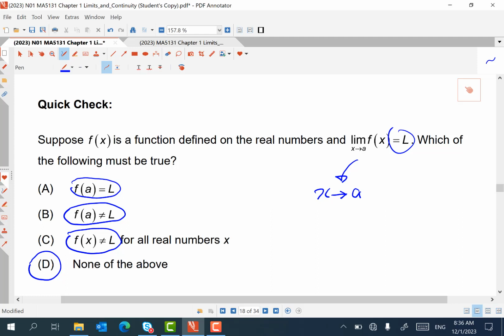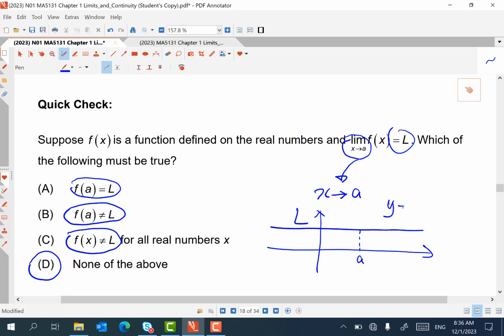But that doesn't mean that the function can't cross the line at some other point. Because you can potentially have a graph that looks like this. While this statement means that x is never a, the function could have been like that, and the function could potentially be the value of L throughout. It is possible, right? It is possible.